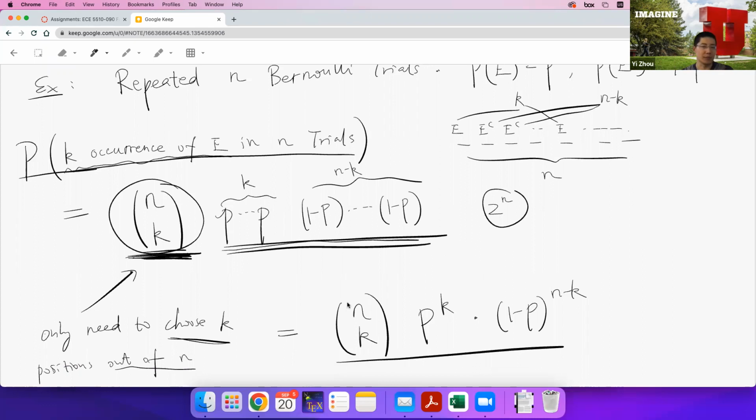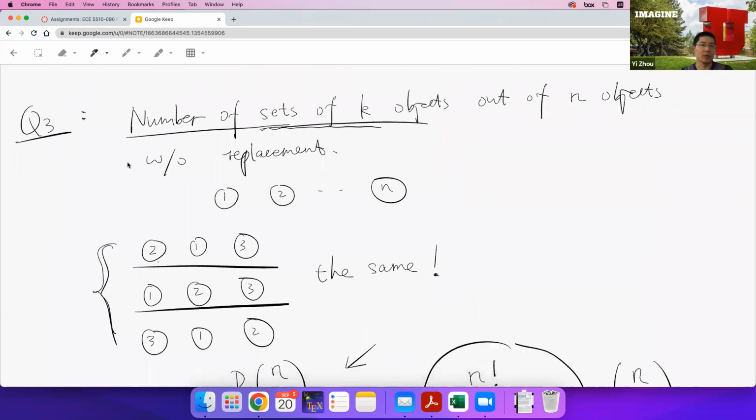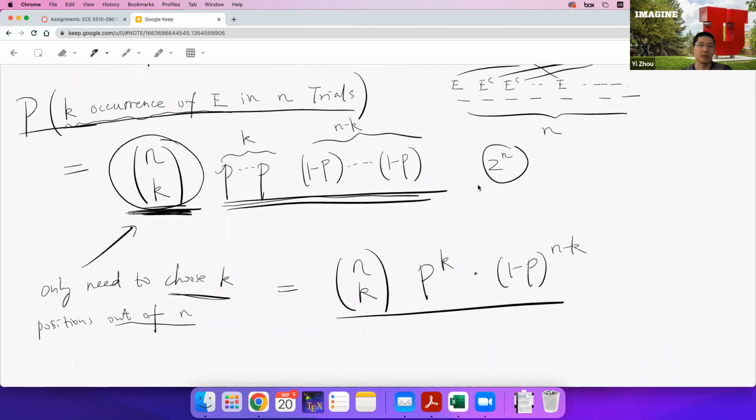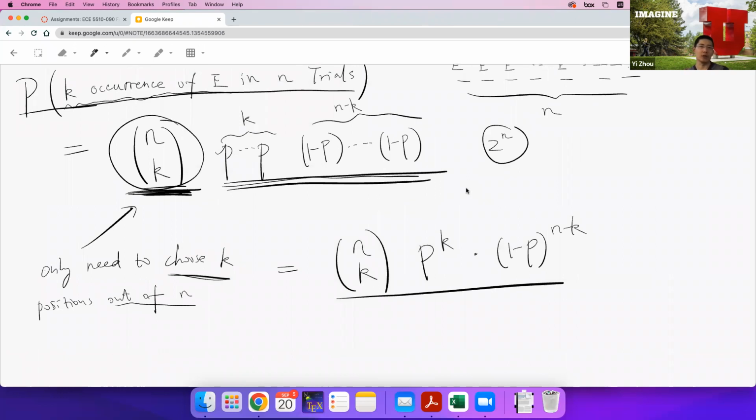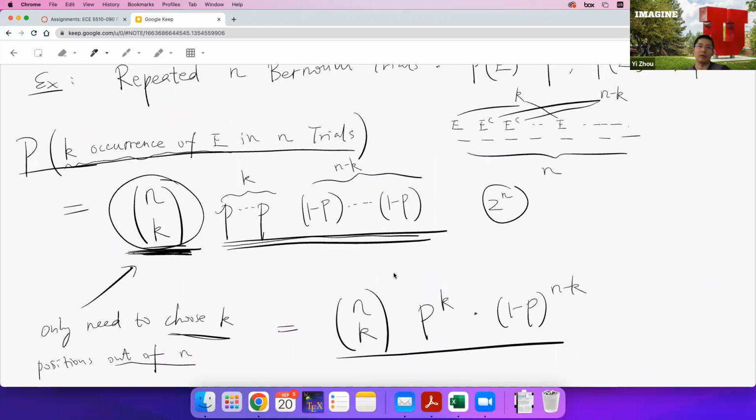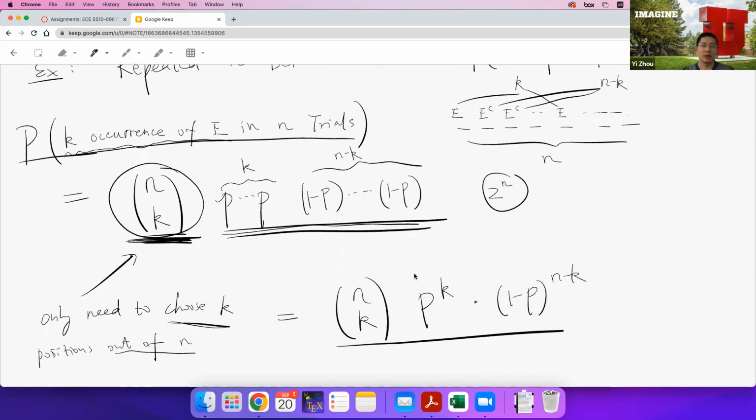Well, this is a problem in the form of Q3, where we select K objects out of N objects. But we don't care about the order of those positions. So I just select K from N. But once I specify that, I just need to calculate the probability of each possible outcome.